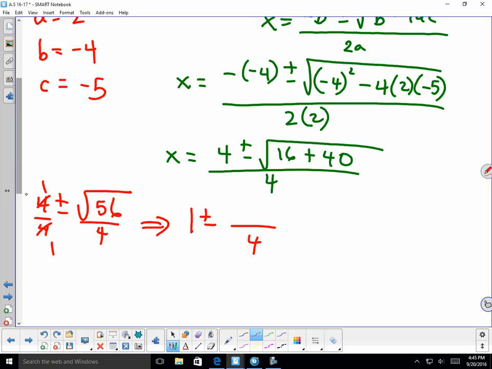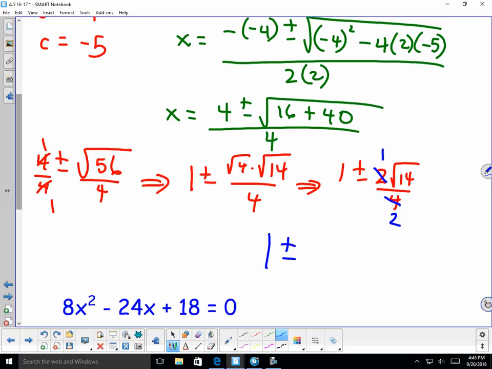But 4 goes into 56, so I can split this up into square root of 4 times square root of, let's see, what would that be? 14? Does that sound right? Okay, so that means I can now write this as 1 plus or minus 2 rad 14, and that's over 4. Now it's okay to divide out this 2 with this 4, because that 2 is a factor in that numerator. So my final answer is 1 plus or minus square root of 14 over 2.